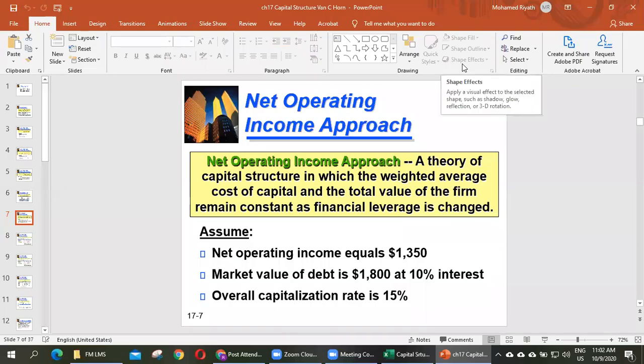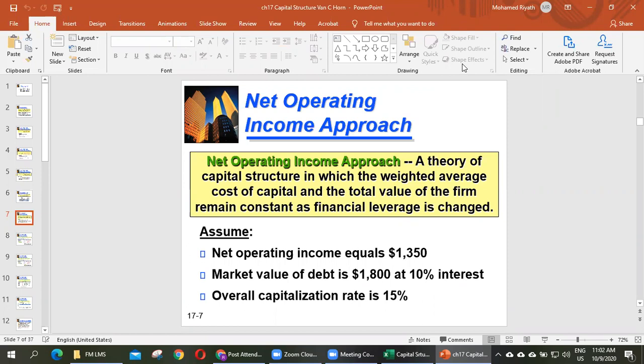Right. Good morning, students. So we are discussing capital structure theory. In the last class, we discussed the net income approach. Today, we will continue with the net operating income approach. We have discussed most of the areas under this theory, the net operating income approach.